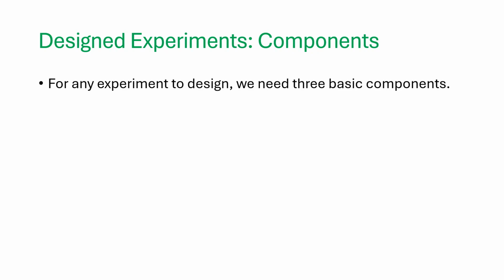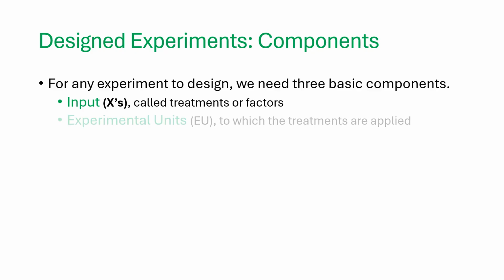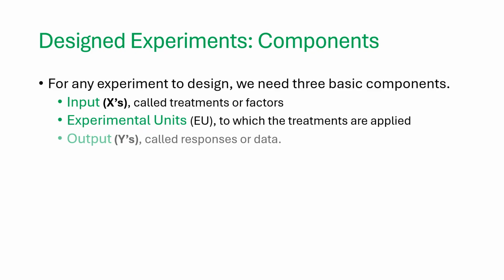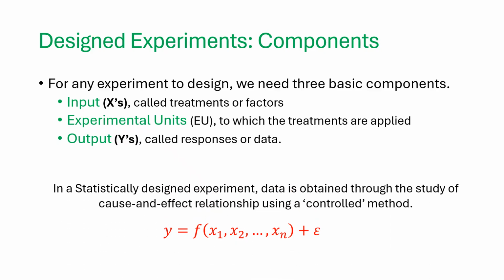Okay, let us see what components we need. For any experiment to design, we need three basic components. What are the inputs and experimental units on which you are going to experiment, and the outputs called the responses or data. So you have a response, that is y, dependent variable, output variable, and input called treatment or factors. That's the usual terminology of design of experiments. And then you look for constructing a model for y in terms of the xi's.